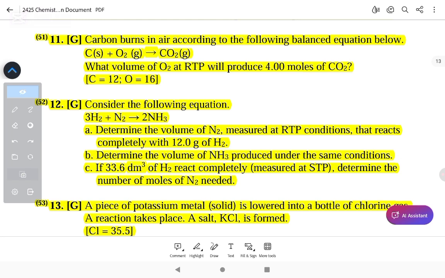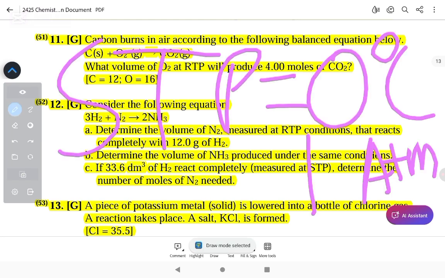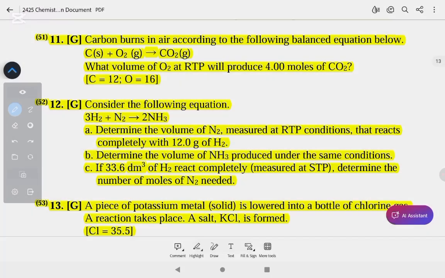Consider the following equation. Carbon burns in air according to the following balanced equation: C plus O2 gives CO2. What volume of O2 at RTP will produce 4 moles of CO2? RTP is 24, remember that. It's already balanced, so we have easy work. It's all a 1 to 1 ratio.